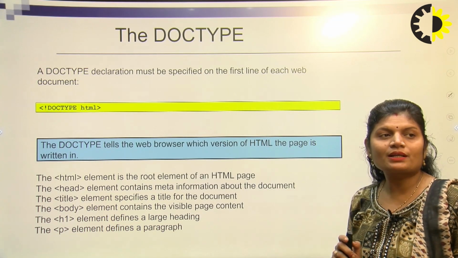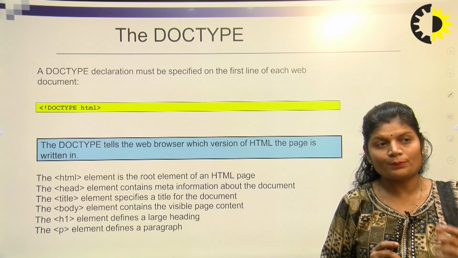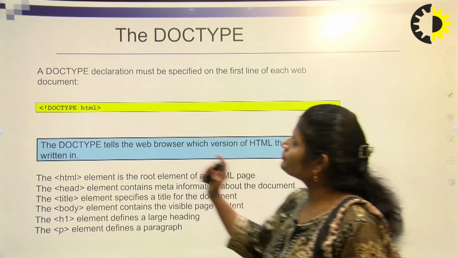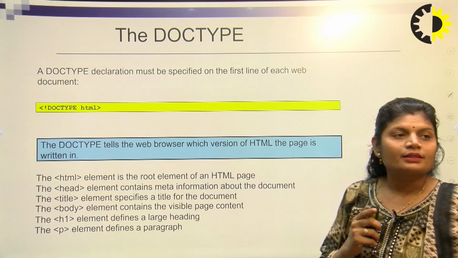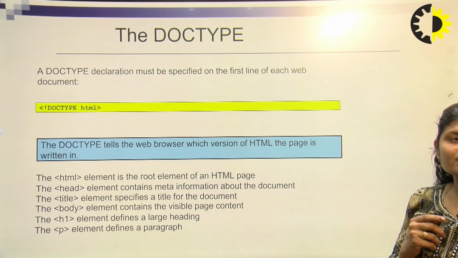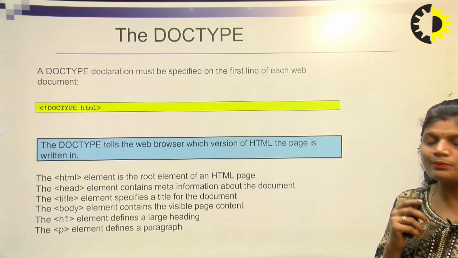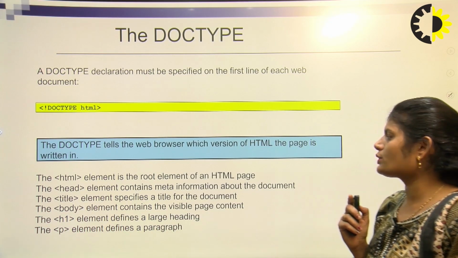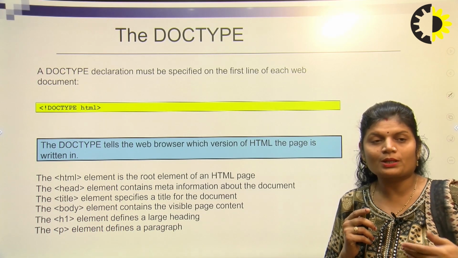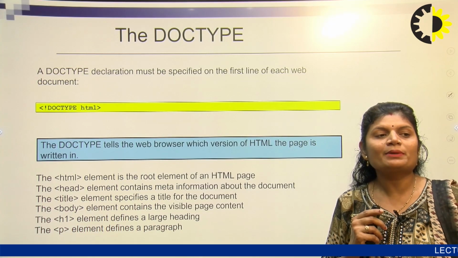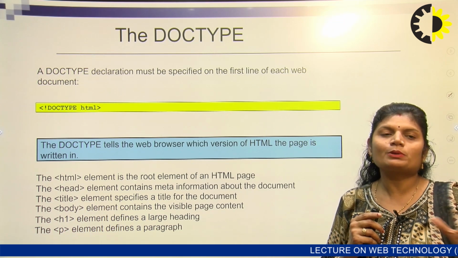The doctype. A doctype declaration must be specified on the first line of each web document. So this is the doctype html. The doctype tells the web browser which version of HTML the page is written in. So which version are you using? This is told by the doctype. The html is the root element of an HTML page. The head element contains meta information about the document. The title element specifies the title of the document. The body element contains the visible page content.